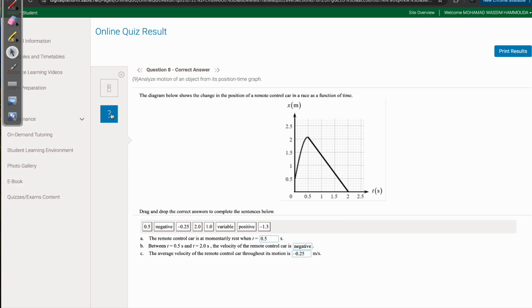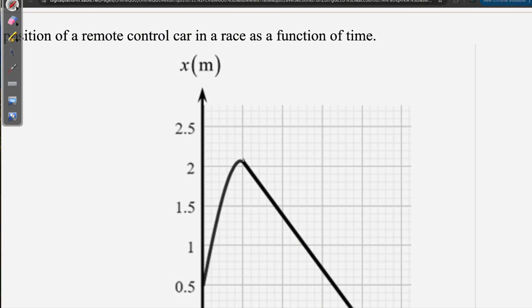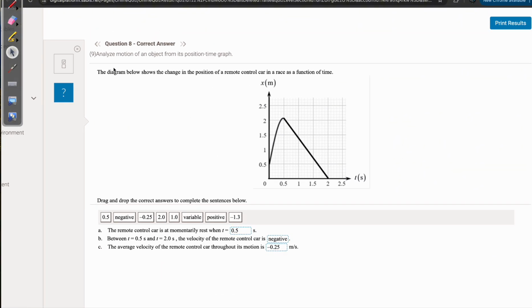The diagram below shows the change in position of a remote control car in a race as a function of time. The remote control car is momentarily at rest when t is 0.5. What they mean here is that it's not moving. Let me zoom in. It's momentarily at rest over here, which is at 0.5 seconds.